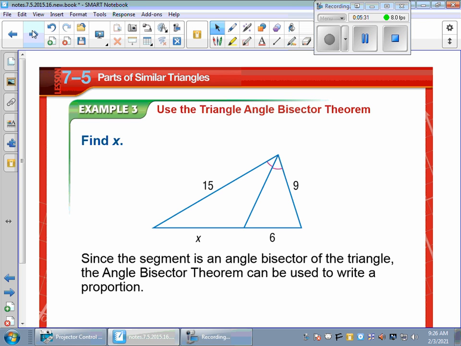All right, so taking a look at this one here. Again, same concept. You can set this up multiple ways. 15 over 9 equals x over 6. And you cross multiply and solve. And we get that 90 equals 9x. And when you solve, x is 10.